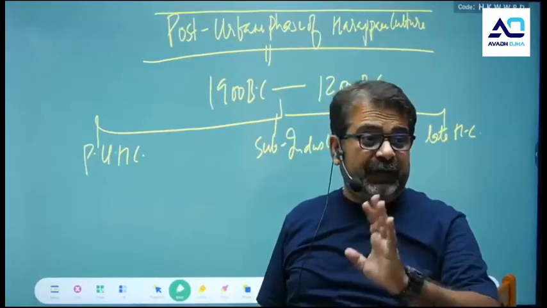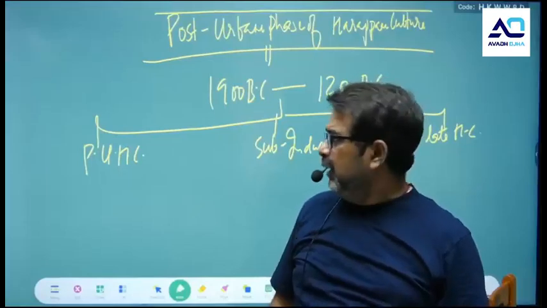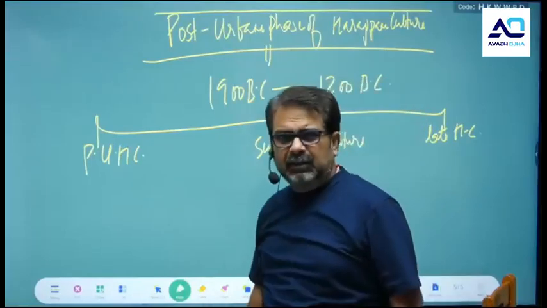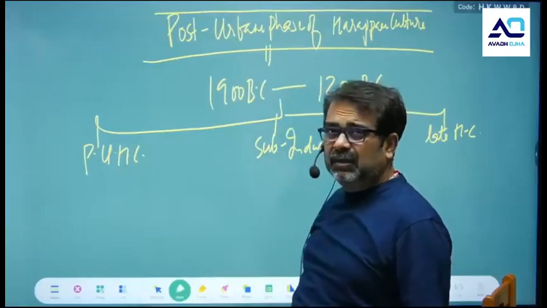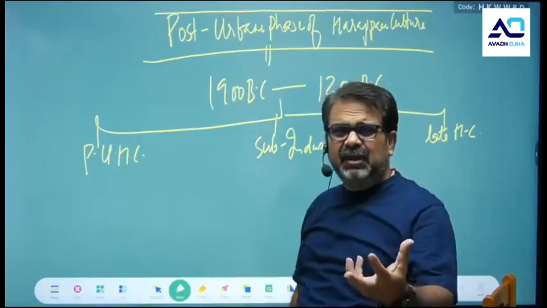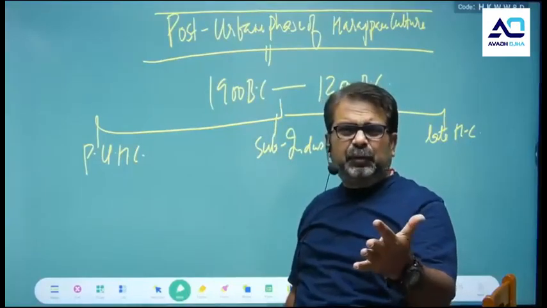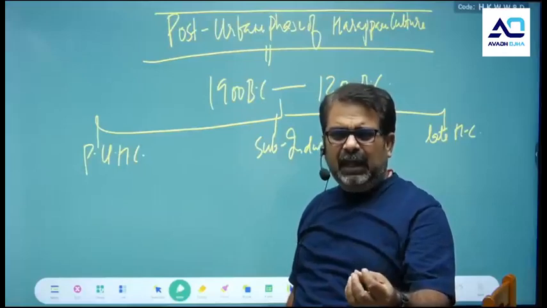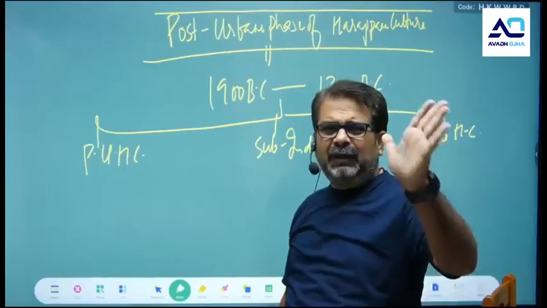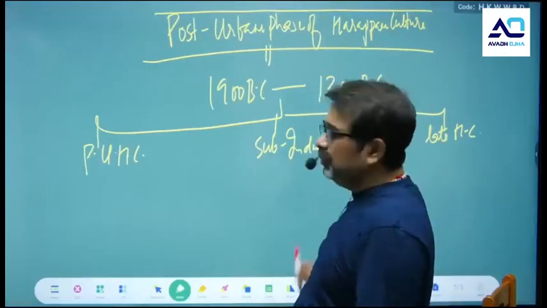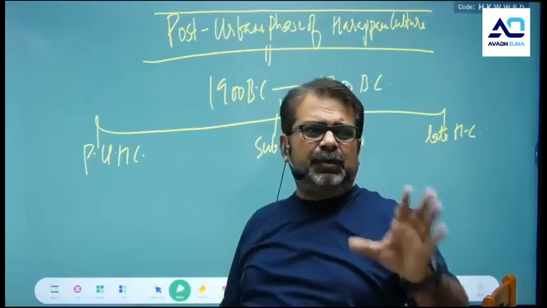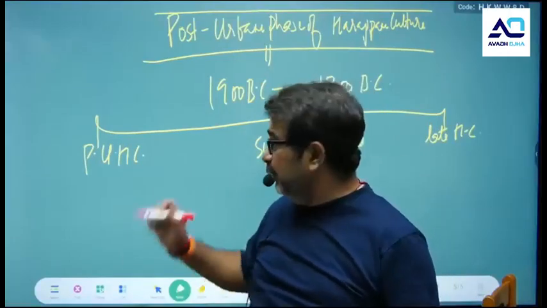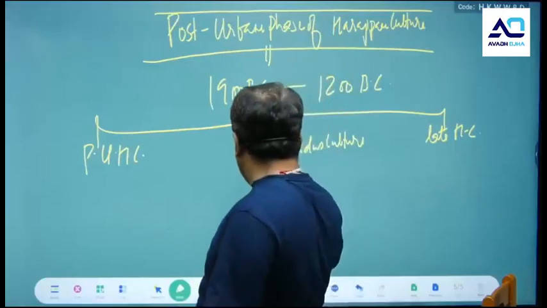What is the feature of this phase? Post-urban Harappan culture, sub-Indus culture. The cultures which possibly emerged after the decline of Indus Valley. At the present time, late Harappan culture is the word used. What is the feature of this?